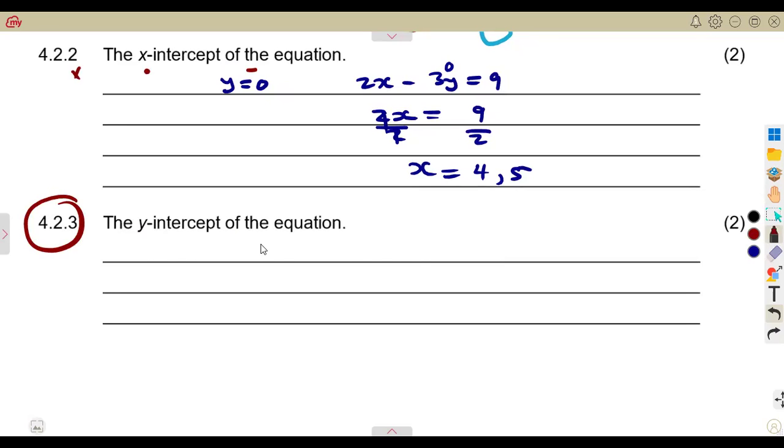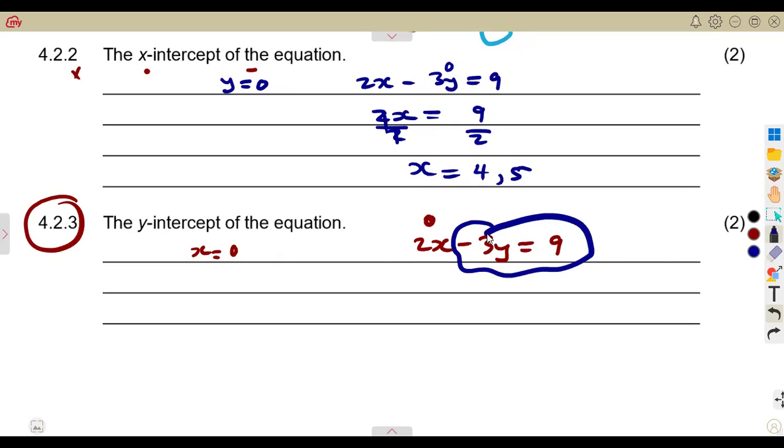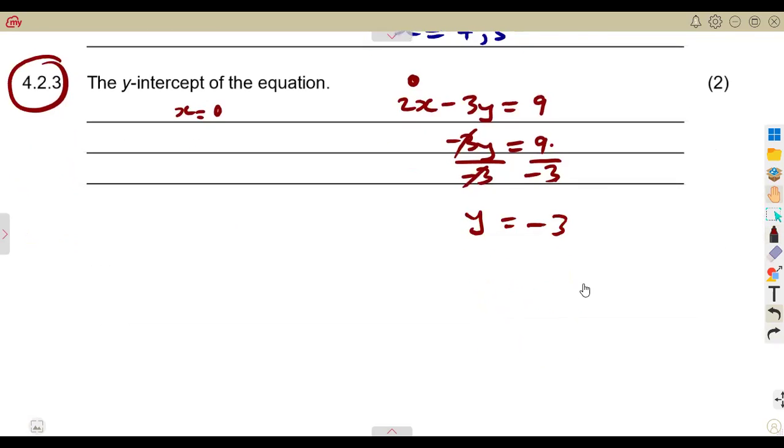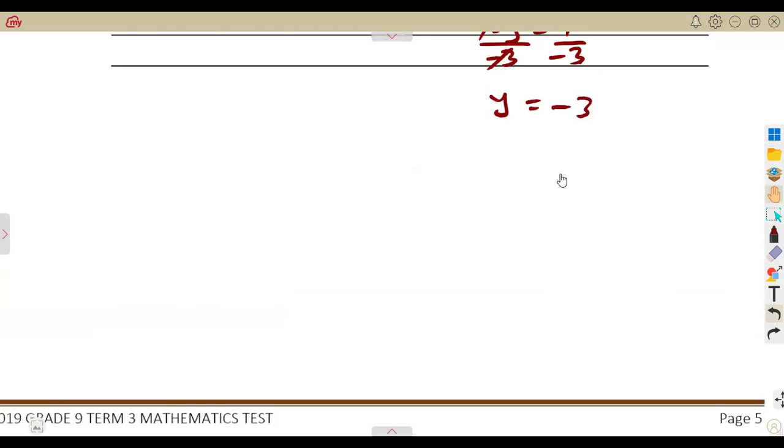4.23, the y-intercept of the equation. For the y-intercept, x must be equal to 0 this time. So in this equation, 2x minus 3y is equal to 9, if x is 0, this one is 2 times 0, that's a 0. So you'll be left with minus 3y, which is equal to 9. Divide by -3 on both sides. So y is 9 divided by -3, which is -3. So that is what you're supposed to have from there. Then you can draw your graph.